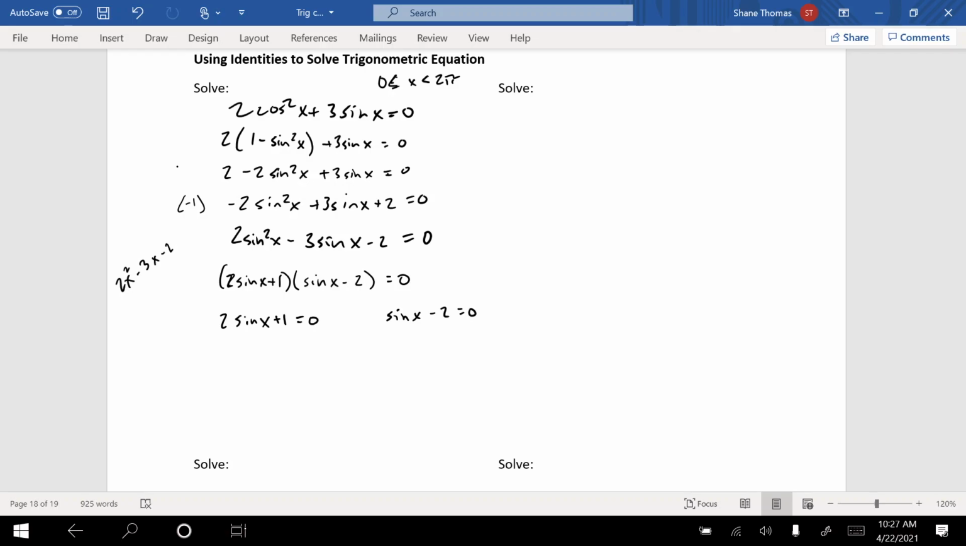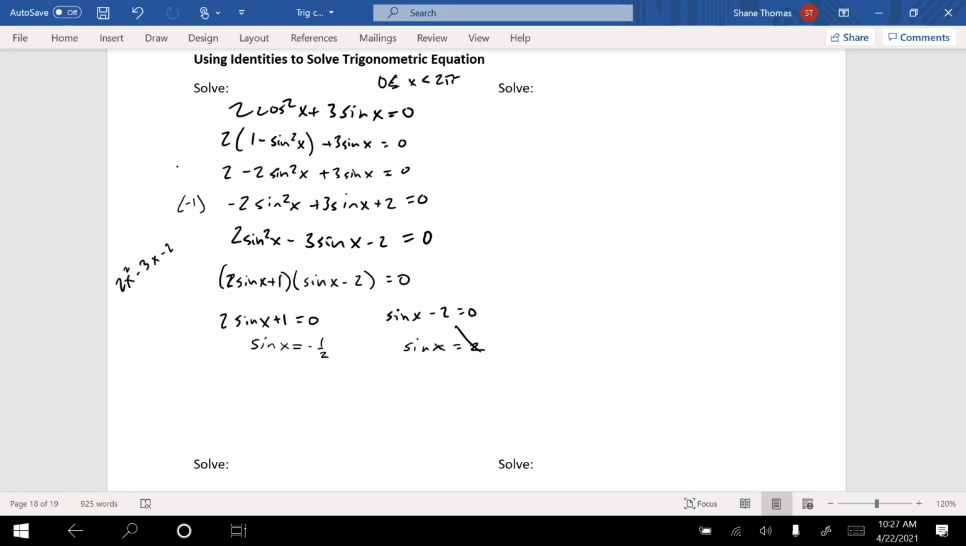Now let's just roll with both of them. The left one, I subtract the 1, divide by 2, so I have sine of x equals negative 1/2. The right one, I take the 2 over, sine of x equals 2. Nice part is that one on the right, sine of x equals 2. Is that even a valid answer? No, because there's no 2's on the unit circle. Boom, that one's gone.